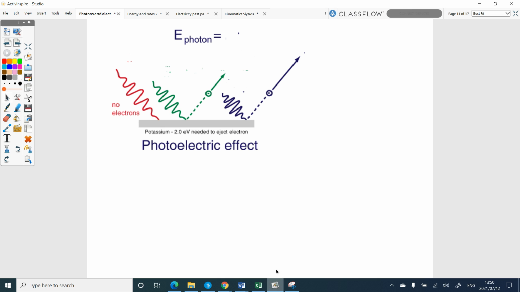Alright, so this is where we were on Thursday. So we said exactly this again. So I'm just going to write down the equation again.